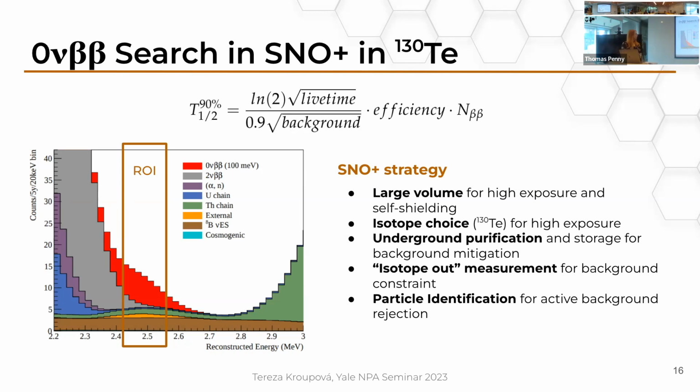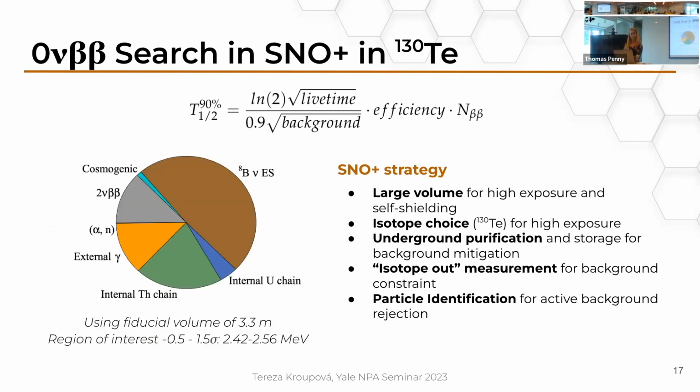So here you can see how our region of interest is expected to look in the reconstructed energy. Here in the Monte Carlo, we also put in a fake signal of neutrinoless double beta decay with an effective Majorana mass of 100 millielectron volts. So that's how it would look for us.